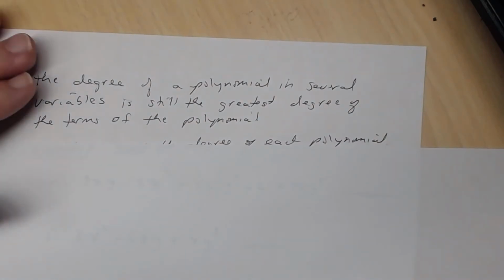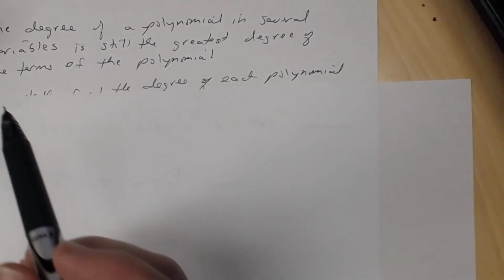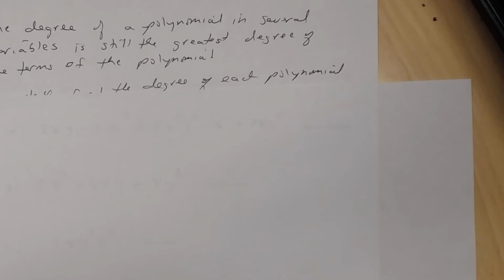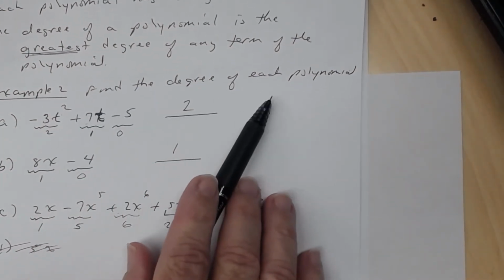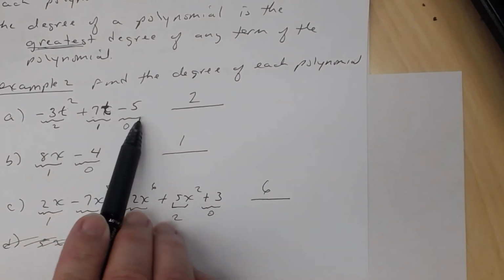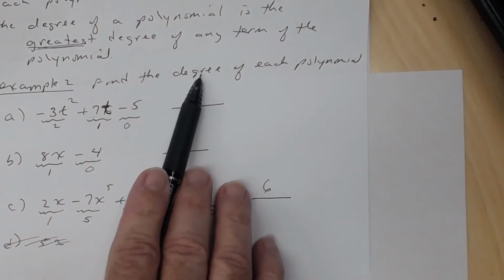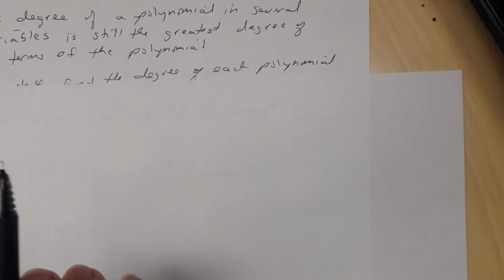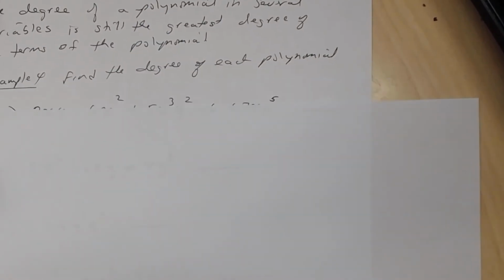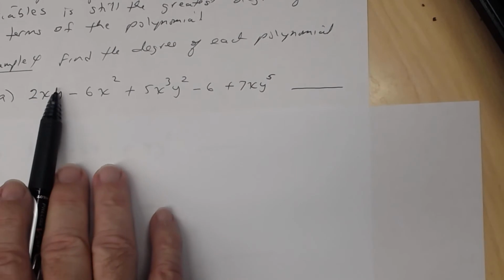So if you have a polynomial, basically it's the same as you did with example 2. To find the degree of a polynomial, you find the degree of each term. So that's how you find the degree of a polynomial. Find the degree of each term and take the largest degree. Okay, so same thing here. Nothing's different. So we have this polynomial.